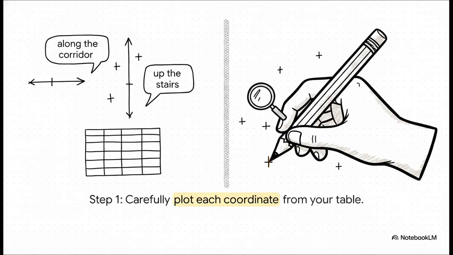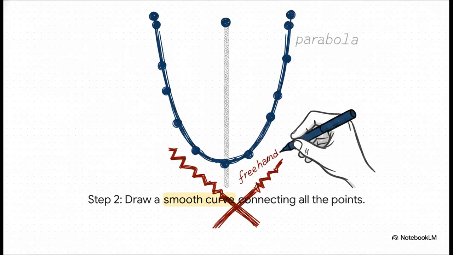First things first, we plot these points carefully. Remember the golden rule, along the corridor, then up or down the stairs. Take your time, use a nice sharp pencil, and mark each spot with a small, neat cross. A little bit of care here saves a lot of headaches later. Okay, once all your points are plotted, it's time to connect them. And this is so important.